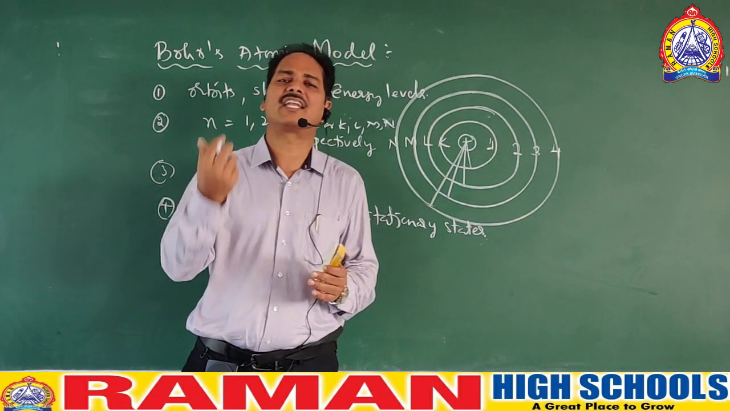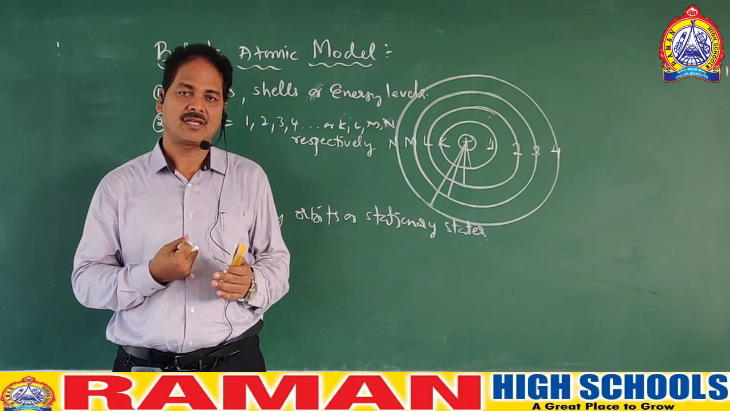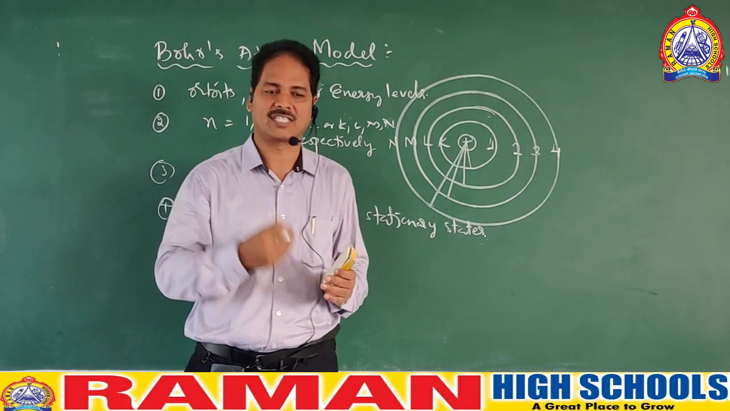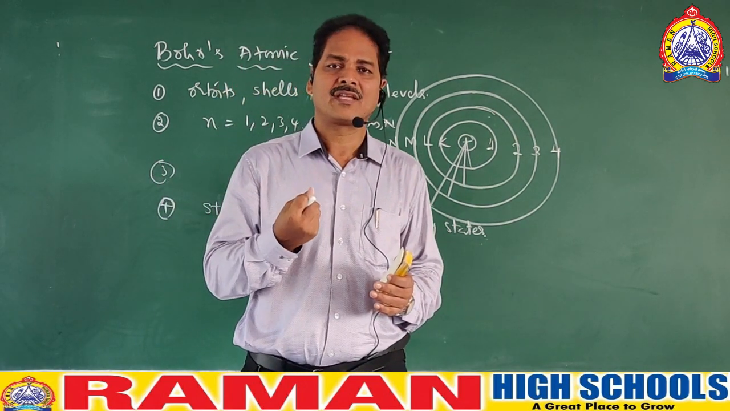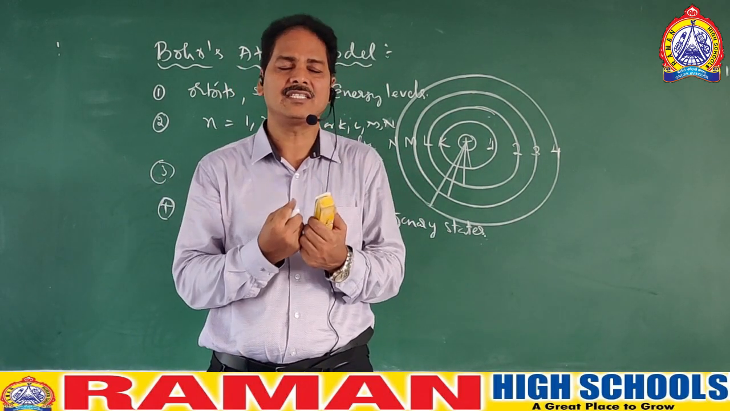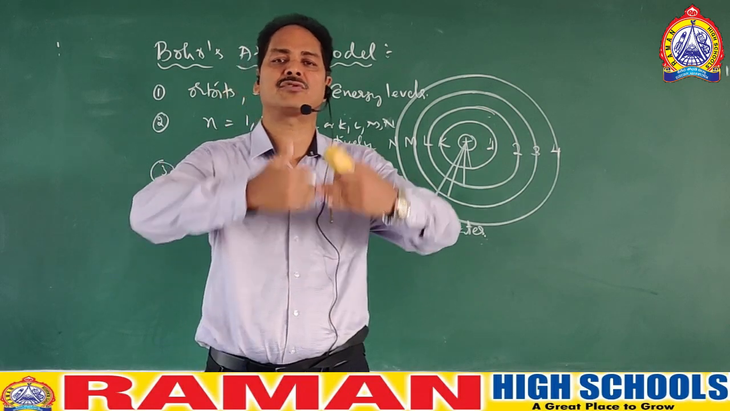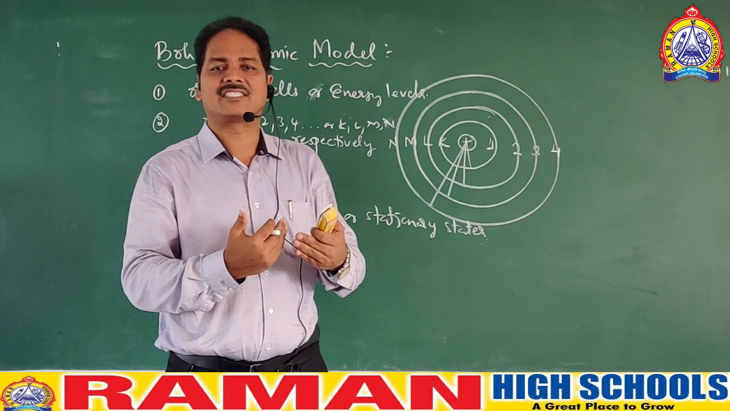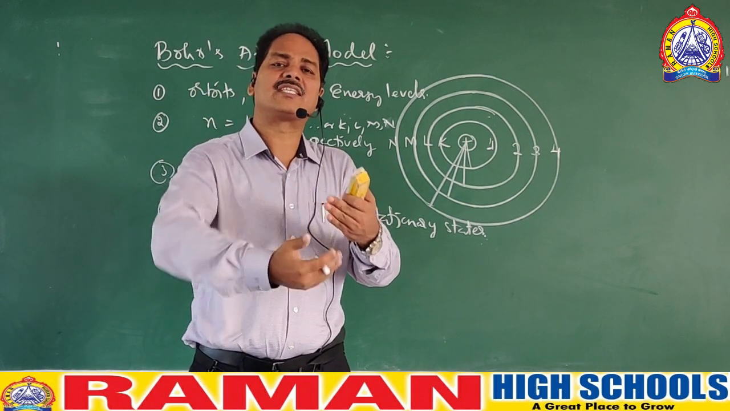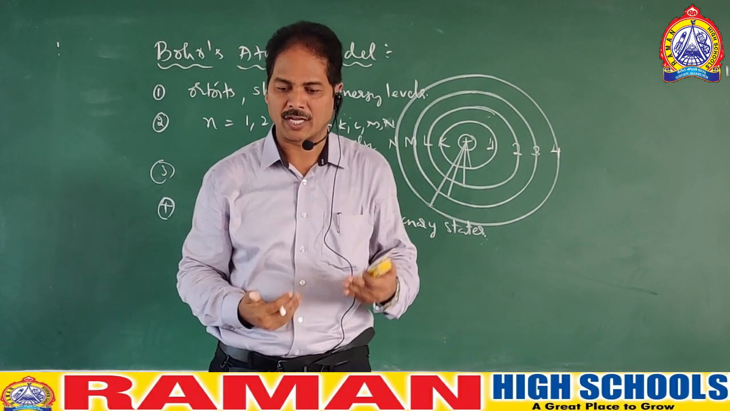Then what happens if the electrons gain energy? And what happens if the electron loses energy? Suppose the atom has gained energy. Now the electrons will absorb that energy and jump from lower orbits to higher orbits. After some time they lose the energy, and when they lose the energy they jump from higher orbits to lower orbits.